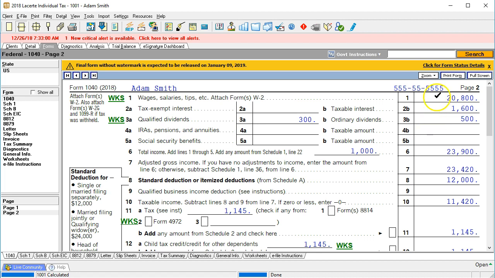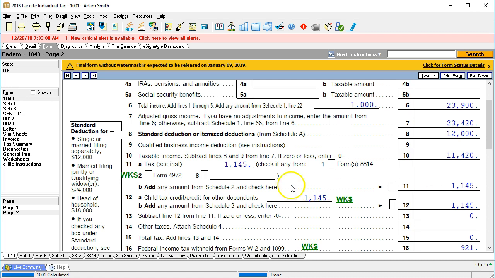So at this point in time, we've got the wages, we've got the tax expense or the interest, we've got the dividends, and then we have the gambling. And then that's the 23,900. Now we're working on those adjustments bringing it down above the line adjustments to 23,420. Then we have the standard deduction, 12,000, and that gives us the taxable income, 11,420.